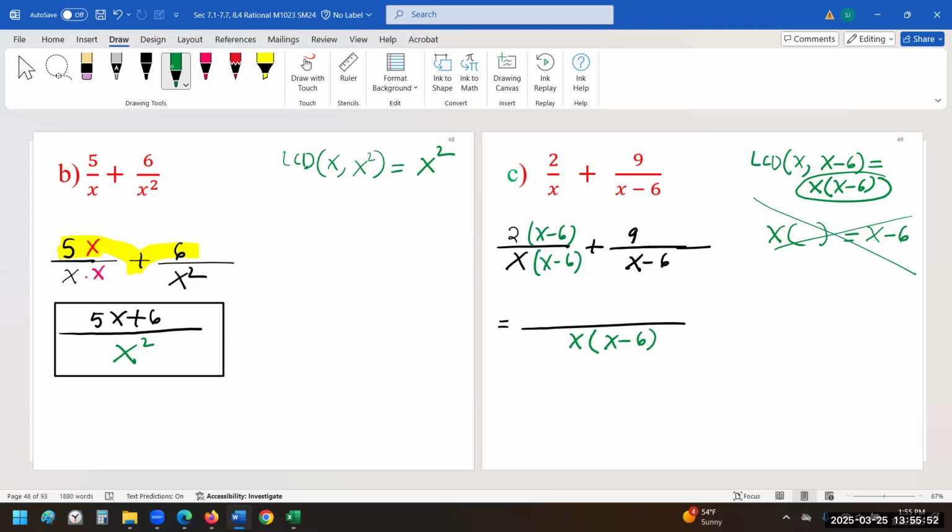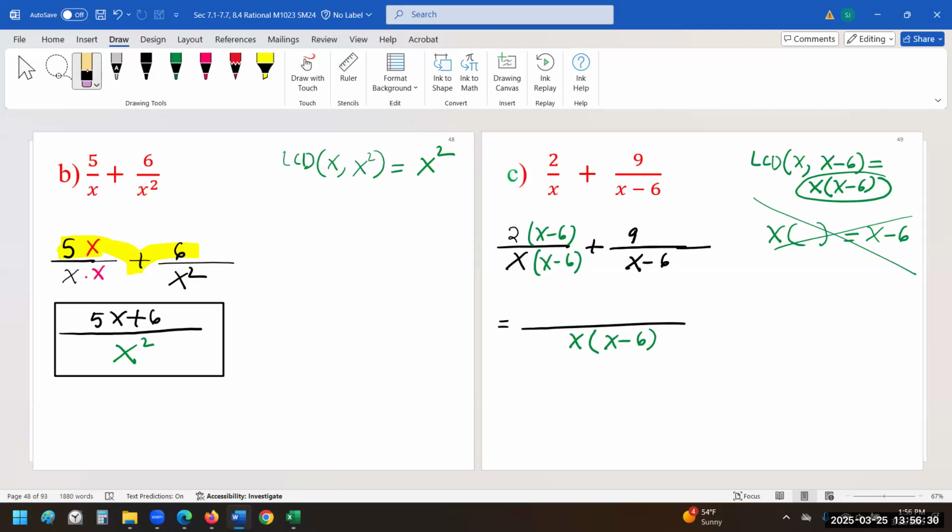X squared minus 6x. So we are given x only, but we want x and x minus 6, because this is our LCD. So what don't we have on the first denominator? x minus 6. Yes. So you multiply top and bottom by x minus 6.